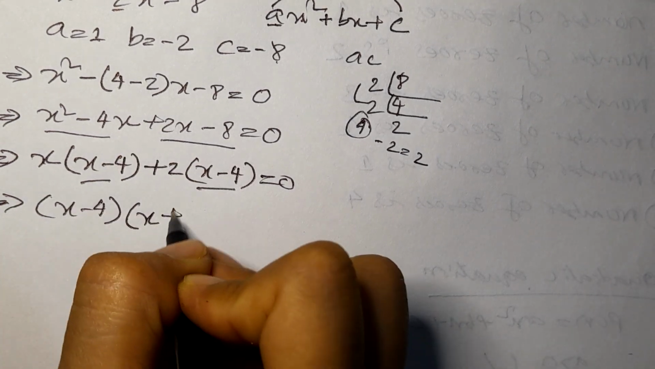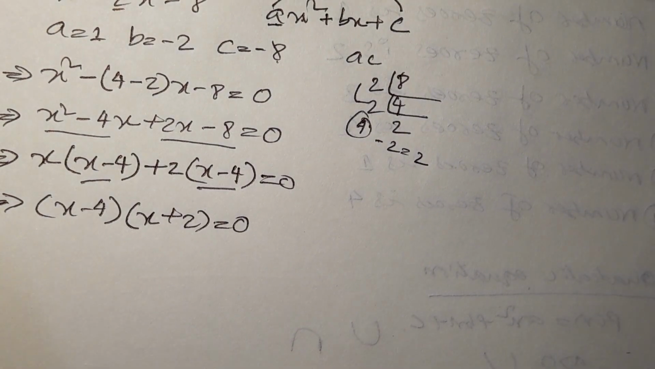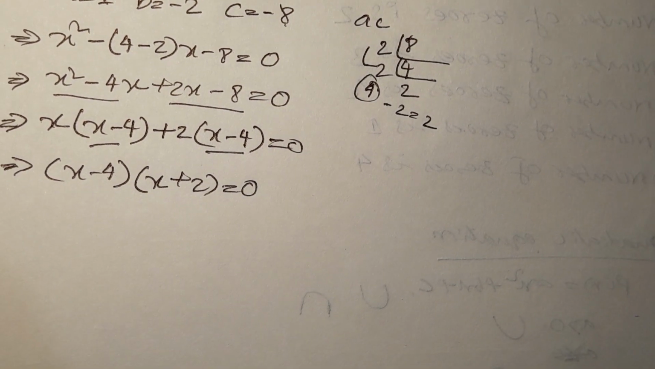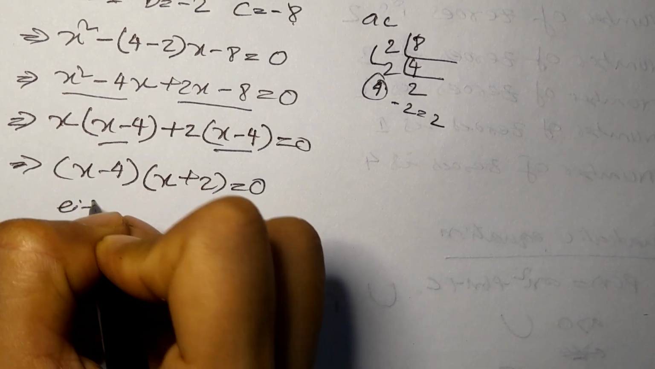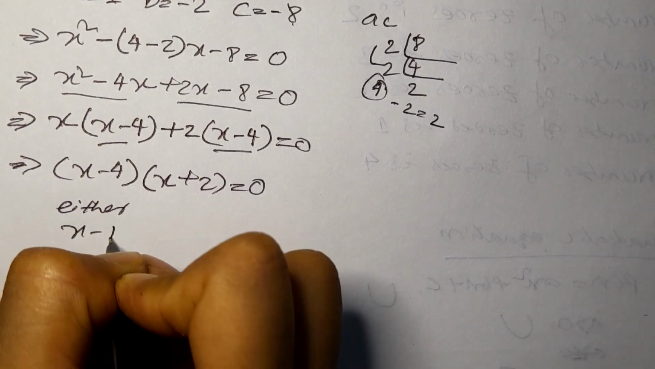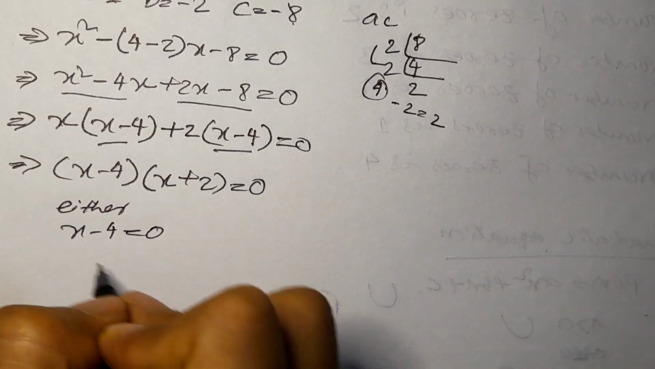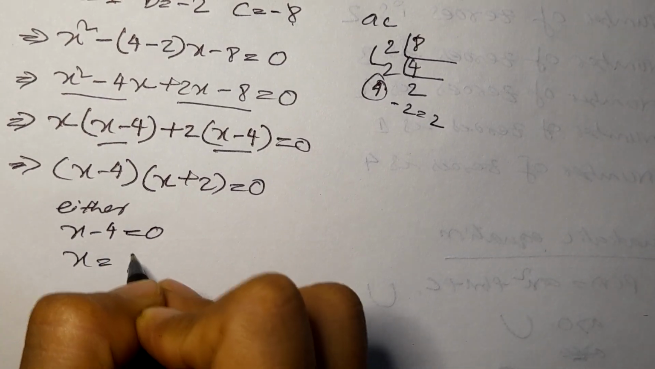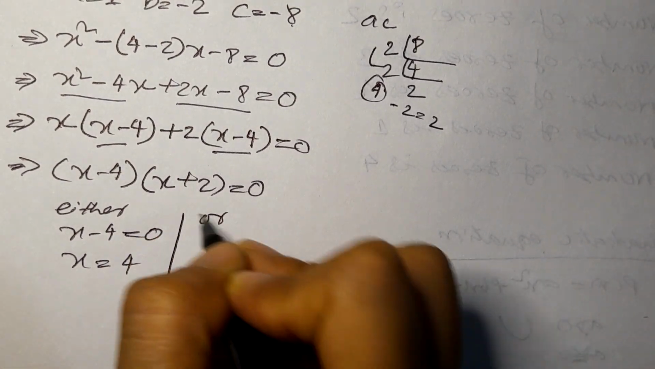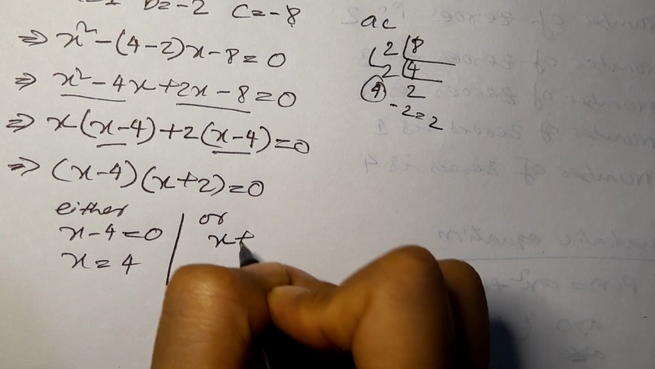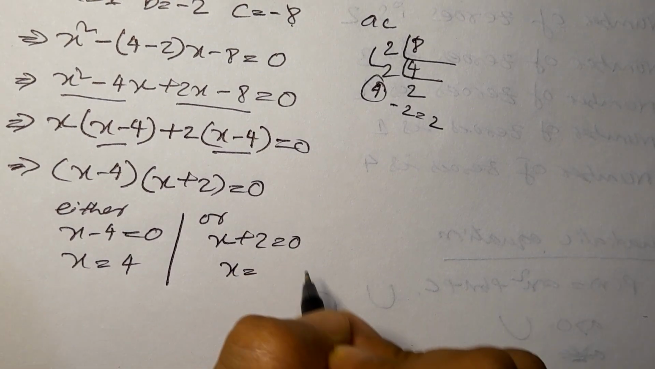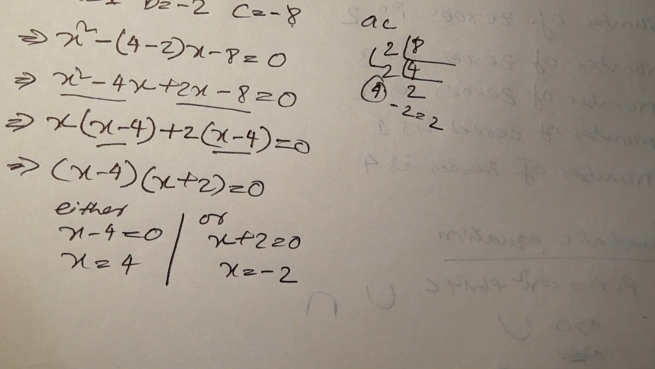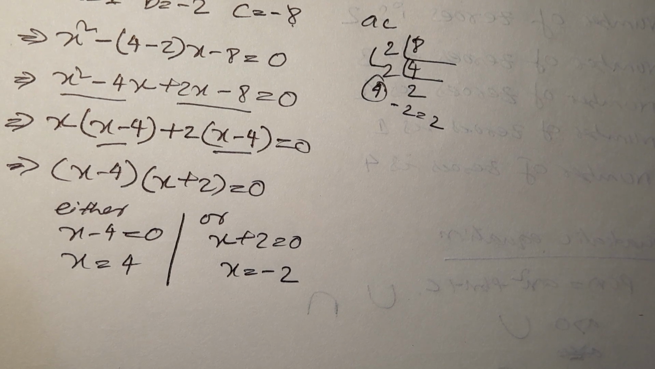x along with the sign plus 2 equal to 0. We got x minus 2, x minus 4 and x plus 2. Now we need the value of x: either x minus 4 equal to 0, that is x equal to 4, or x plus 2 equal to 0, that is x equal to minus 2, because taking it to the other side it will be negative. So now these are the zeros of the polynomial.